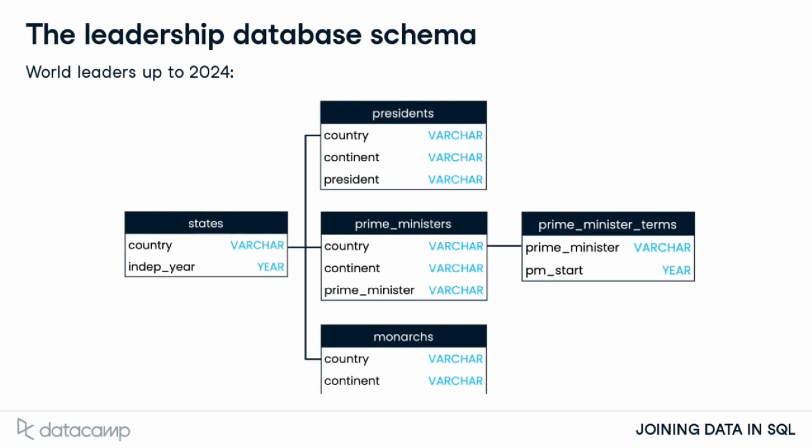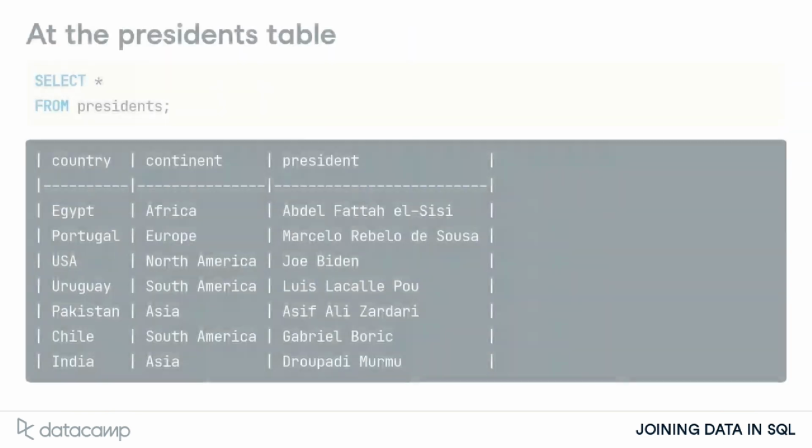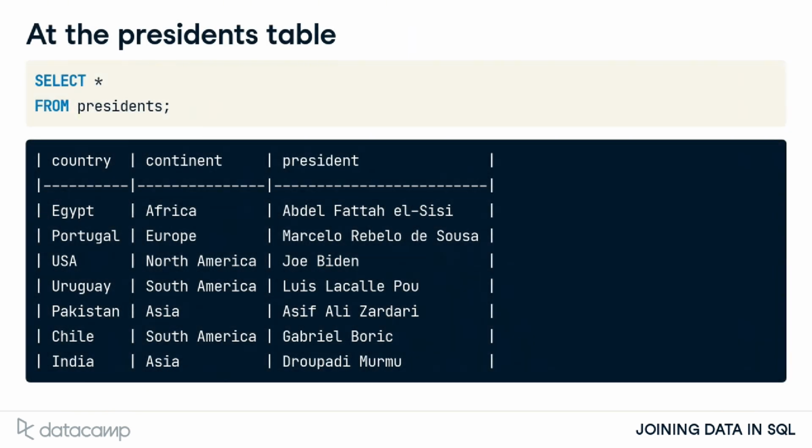Throughout this course, we'll work with a database of world leaders. Our database schema is displayed here. It contains the presidents, prime ministers, and monarchs tables, as well as the states table containing independence years, and the prime minister terms table providing years the prime ministers assumed office. Let's start querying our database by selecting all fields from the presidents table. Recall the use of the asterisk in SQL to select all fields quickly.